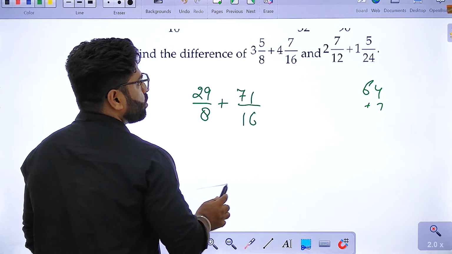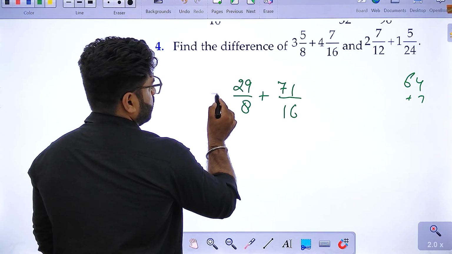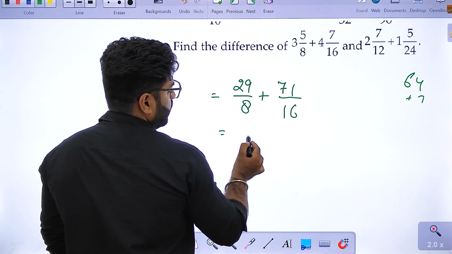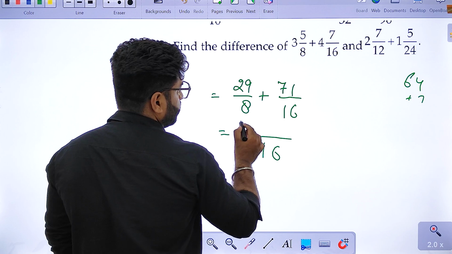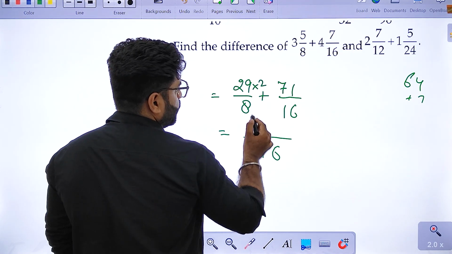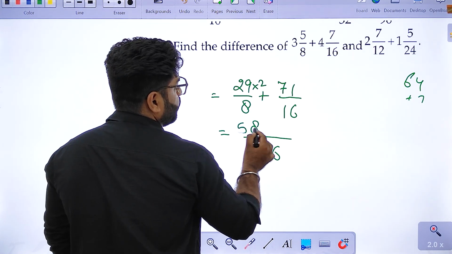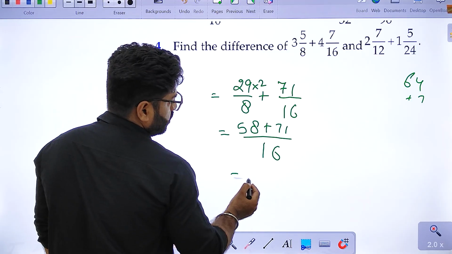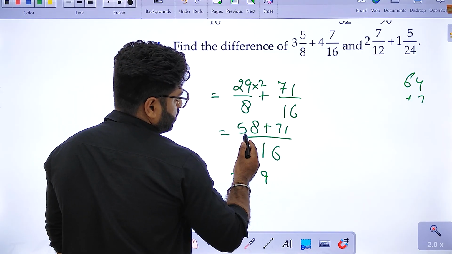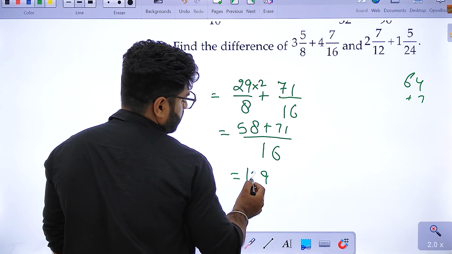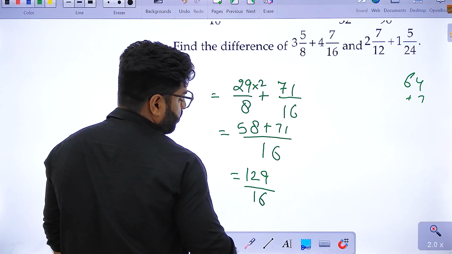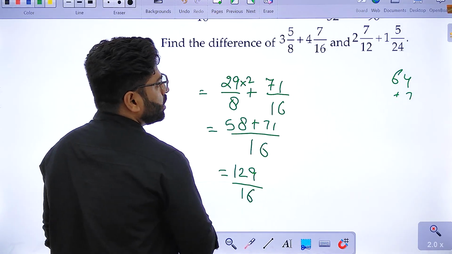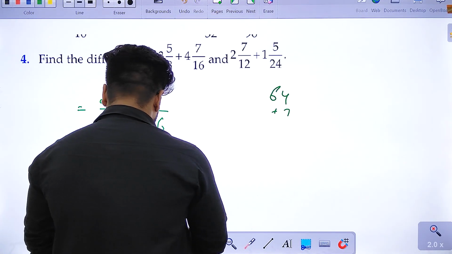So first we are going to solve this part. We are having LCM, that is 16. We are going to multiply it by 2. 58 plus 71. So we are having 129 by 16. Let's solve another part.